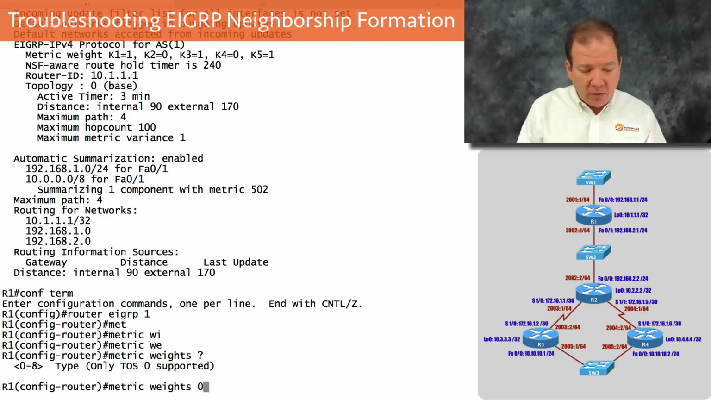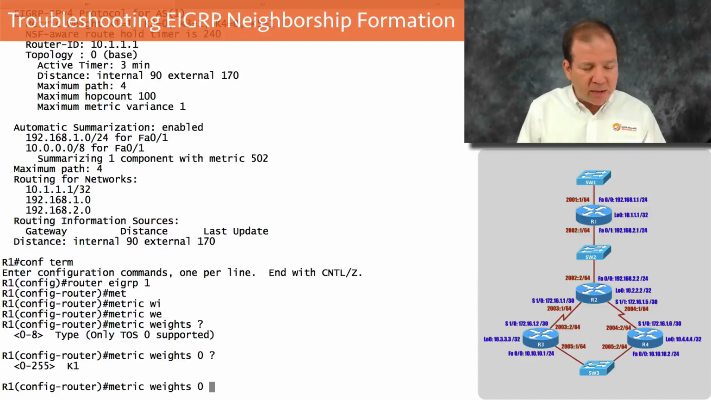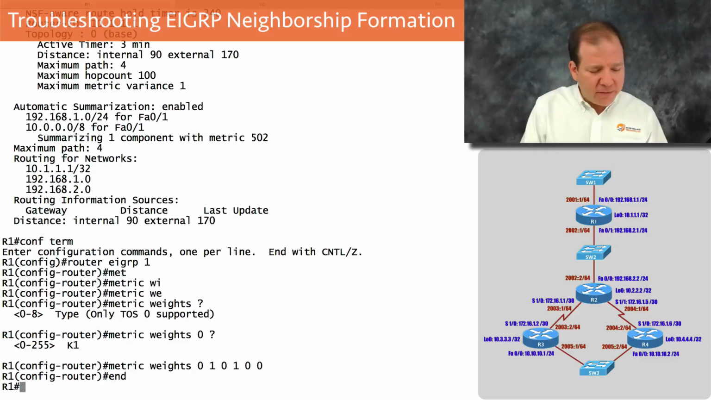It's going to be 0. Notice that only 0 is supported. We have to put a 0 there. Then we start putting in the weights. K1, we want to make it a 1. K2, we want to make it a 0. K3 is a 1. K4 is a 0. K5 is a 0. That should fix things for us.